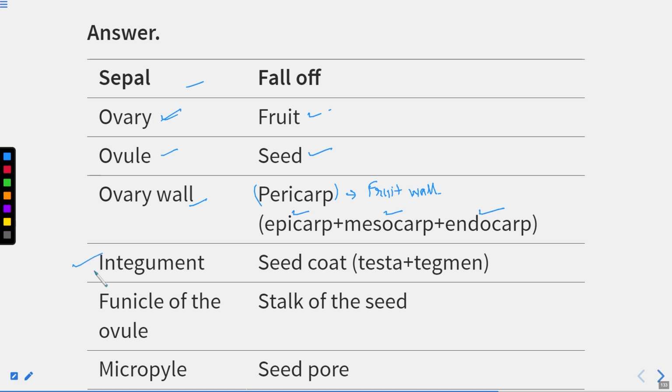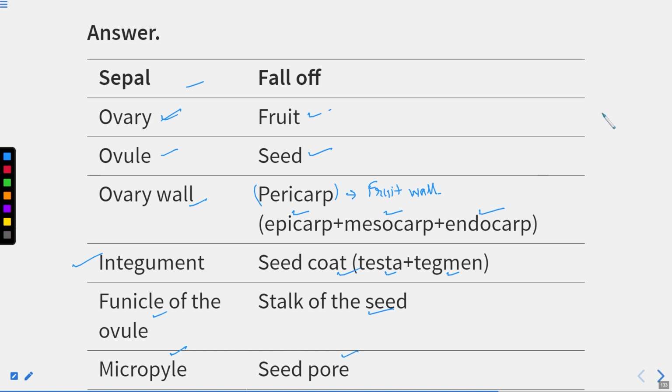What happens to the integuments? Integuments form the seed coat. The seed coat has two layers again: one is the testa, another is the tegmen. What happens to the funicle of the ovule? It forms the stalk of the seed, and the micropyle forms the seed pore.